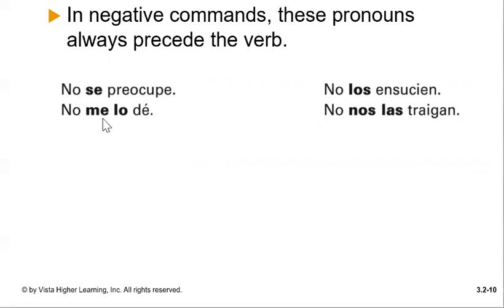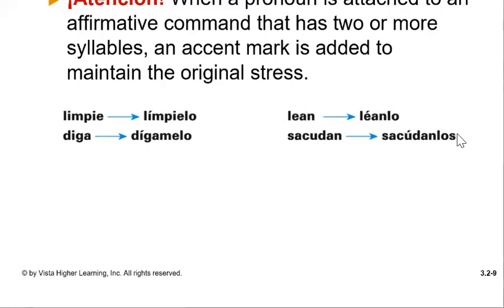And then here, remember we got multiple objects. Whenever we have that, remember RID: reflexive goes first, indirect goes next, and then direct. So in this case, we got an indirect and then we got a direct. That's the order it has to go in. Another one here, indirect, direct. But they go before the conjugation every time if it's negative. You see all those no's. The no's mean it's negative. When it's negative, the object pronoun goes before the conjugation. Affirmative, we attach it to it, and you're probably going to need an accent mark.